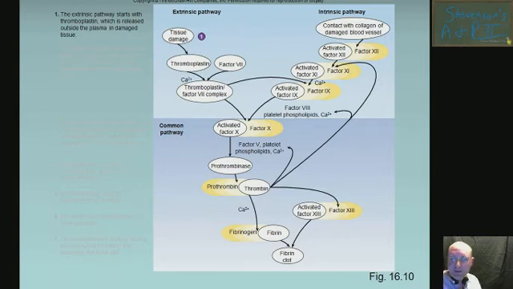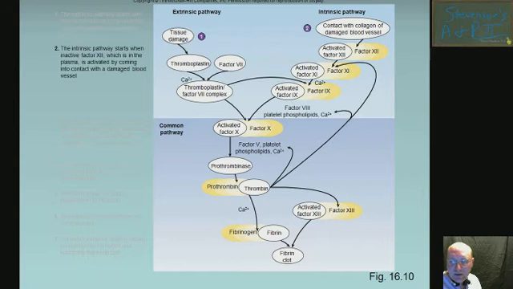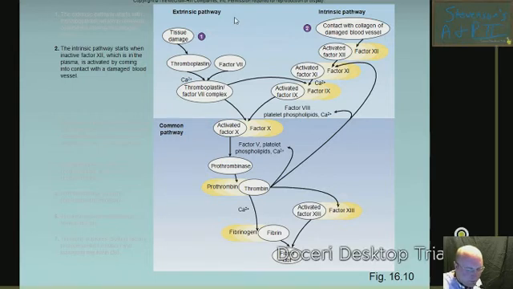So we see the pathway here. We see the extrinsic pathway up top and the common pathway at the bottom. The extrinsic pathway starts with thromboplastin, okay, which is released outside the blood vessels, as well as in the damaged tissue. Then the intrinsic pathway starts when that factor 12, which is in the plasma, is activated by coming into contact with the damaged tissues. In the vessel. Factor 12 right here.